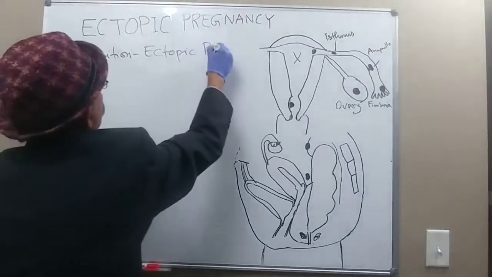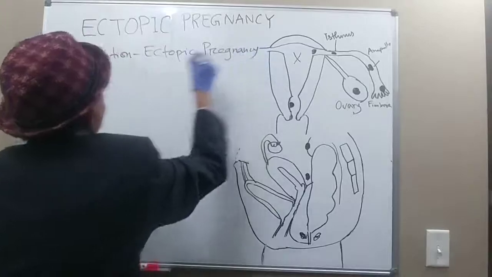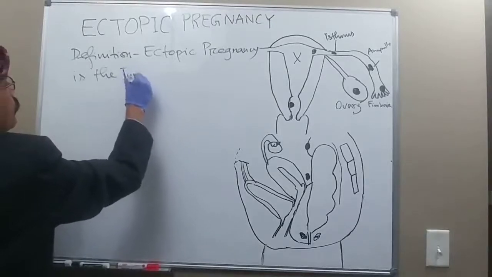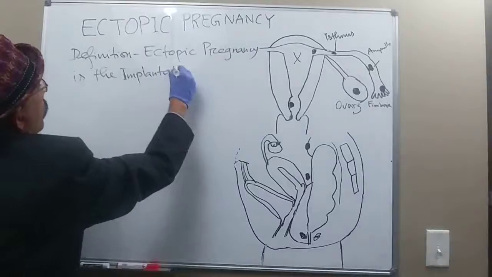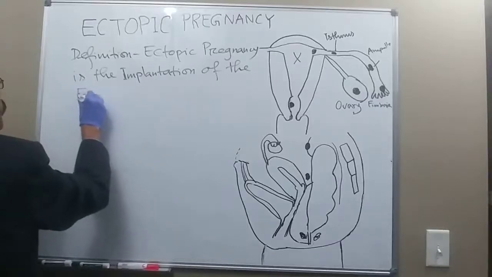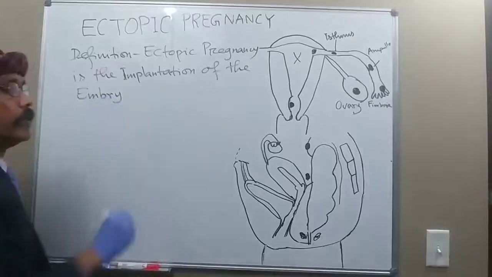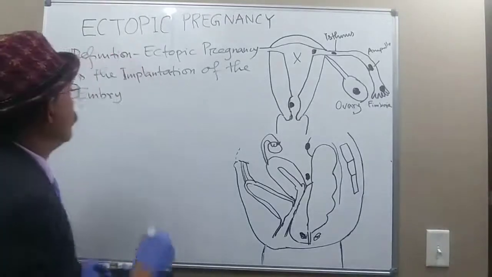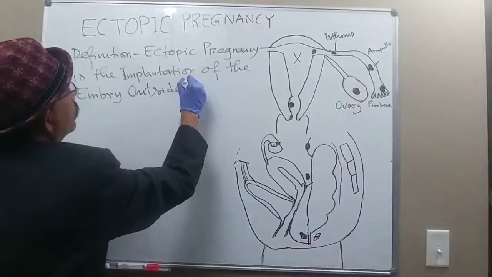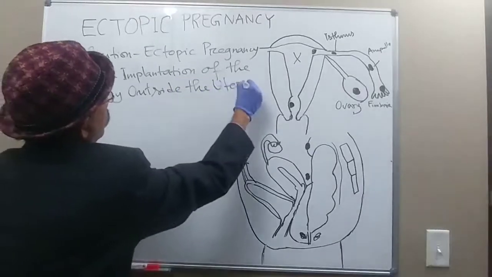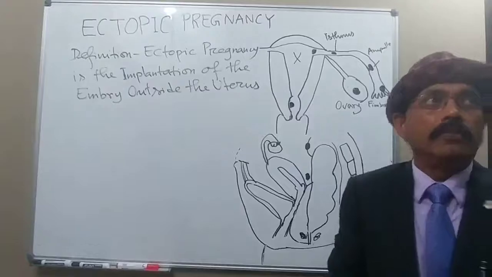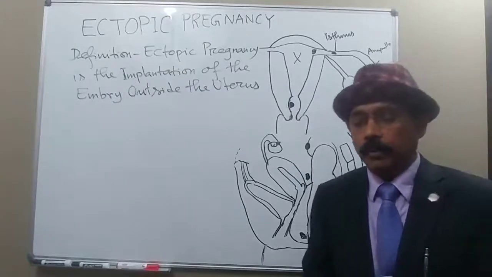Ectopic pregnancy is the implantation of the embryo outside the uterus. Okay, so that is the definition of ectopic pregnancy. This is the implantation of the embryo outside the uterus.